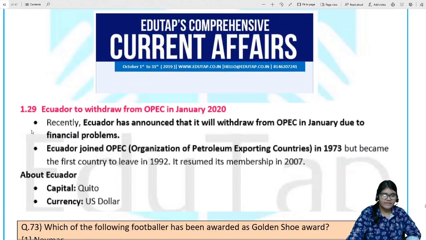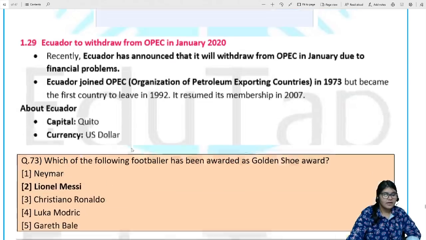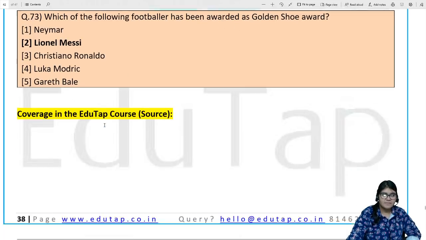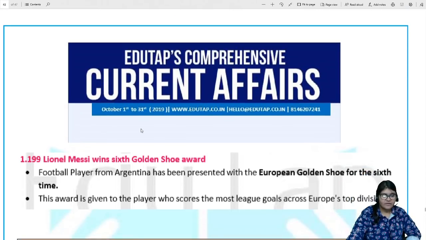You can see here very clearly, very small piece of news, but clearly elaborated here. Next, which of the following footballers has been awarded the Golden Shoe Award? The answer is Lionel Messi. Here again we have covered that in the month of October. It says Lionel Messi wins 6th Golden Shoe Award.